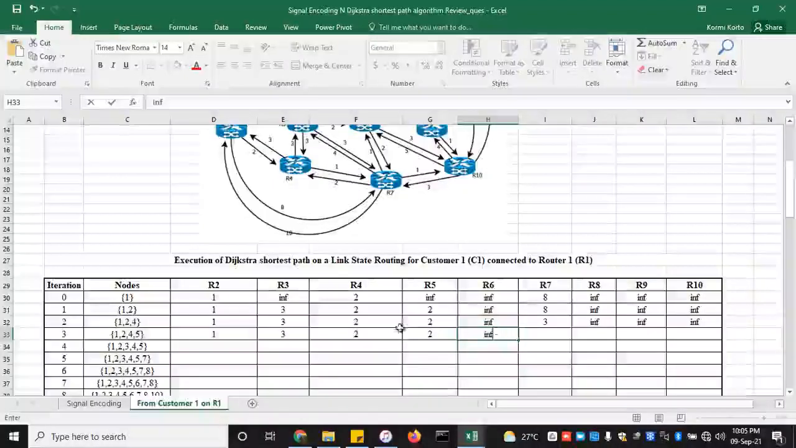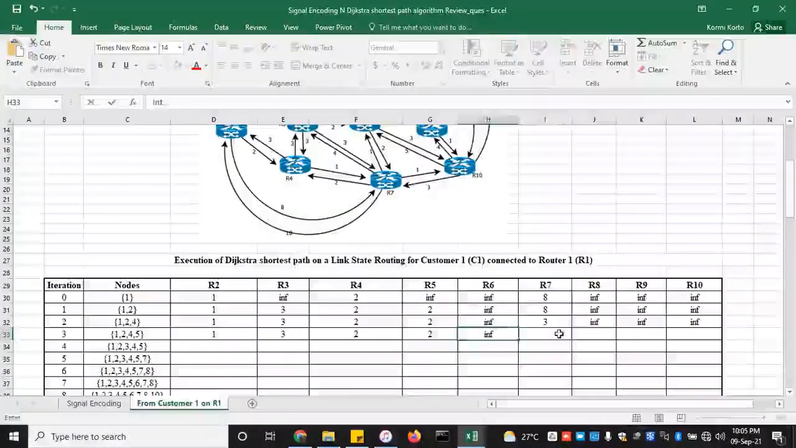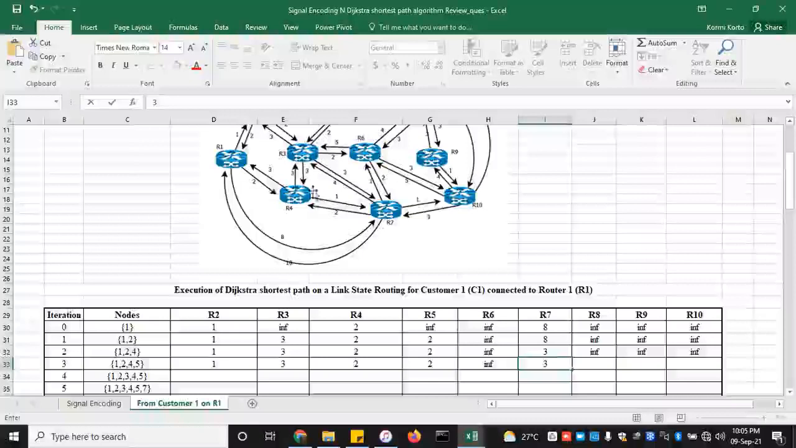7, on the other hand, will still maintain its 3, which is from 2 plus 1. That is from router 1 to 4 to 7.